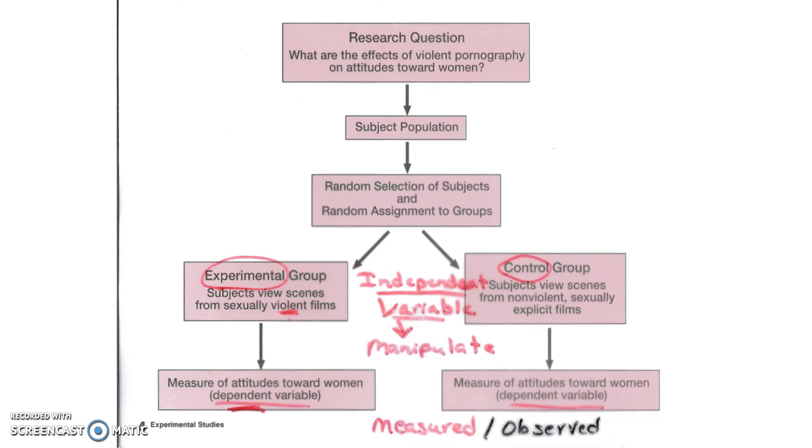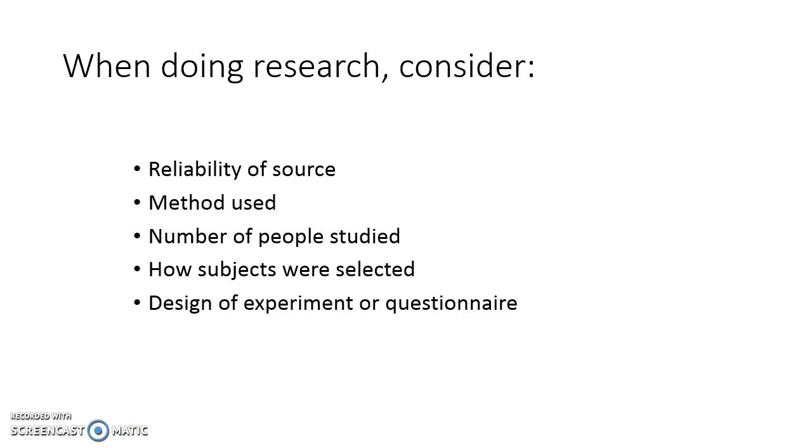Here's another study that we could do an experiment on. What are the effects of violent pornography on attitudes toward women? So we'll get our population, we'll randomly select our subjects, randomly put them in our groups. The experimental group is going to watch violent pornography. The control group is going to watch non-explicit sexual films. And then after they watch these videos, we're going to follow these men and see how they treat women. So the independent variable is the films, and the dependent variable is how they treat women.